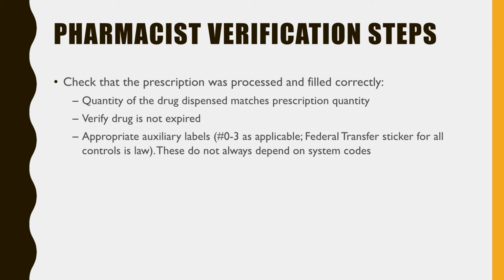You should also check that the drug is not expired. This can be completed by checking the medication stock bottle's expiration date. Lastly, appropriate auxiliary labels should have been attached. In our pharmacy, up to 3 auxiliary labels can be attached. These auxiliary labels often do not match the system codes, so do not depend on them. If the prescription is a controlled substance, a federal transfer sticker should also be attached.